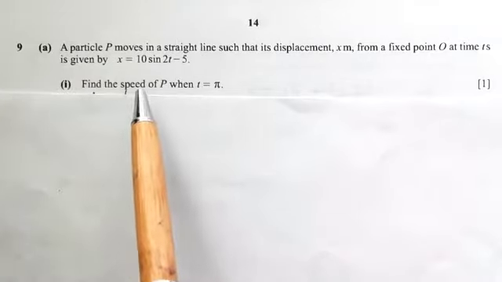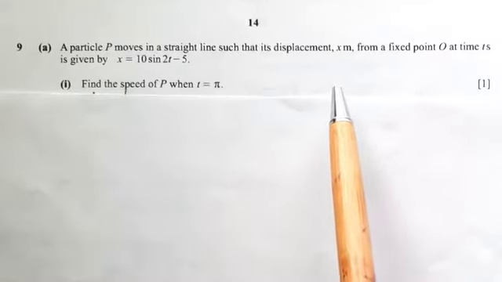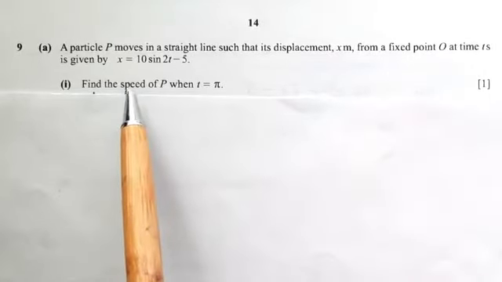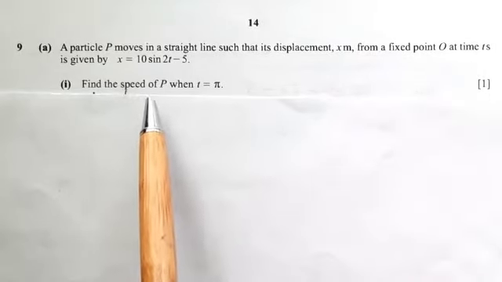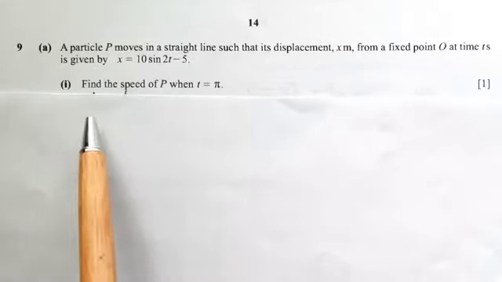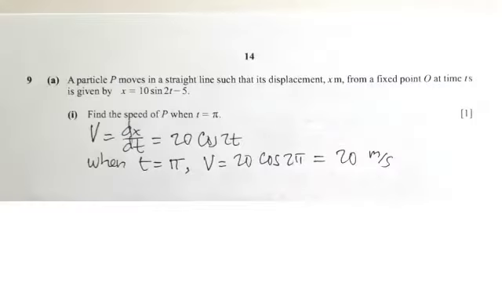A particle P moves in a straight line such that its displacement x meters from a fixed point O at time t seconds is given by x = 10 sin 2t − 5. Question (i): find the speed of P when t = π.